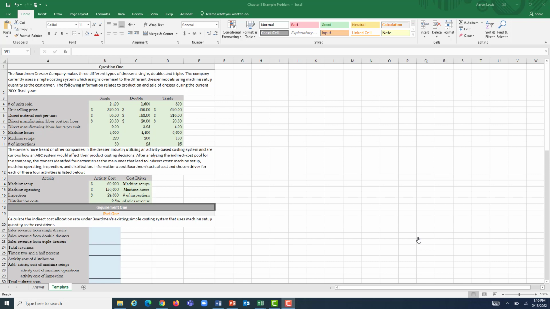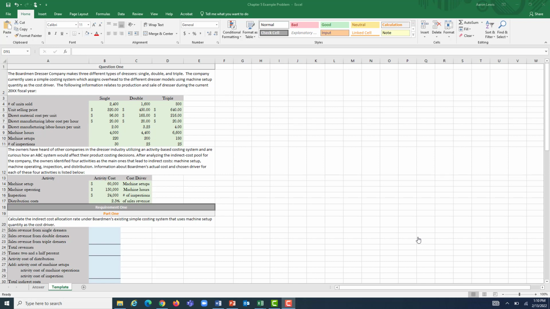For each of these four activities, they have a cost that they are budgeting for. They believe that machine setups are going to cost $60,000, machine operations are going to cost $150,000, inspection is going to cost $24,000, and distribution costs, because you're not going to distribute a unit unless you're ready to sell it, are based upon sales. It's going to be equal to 2.5% of sales revenue.